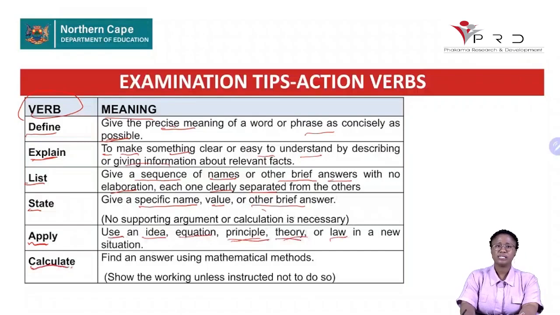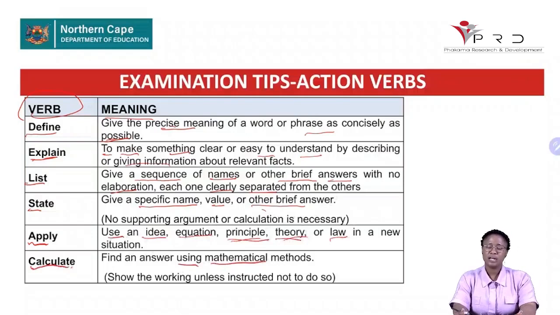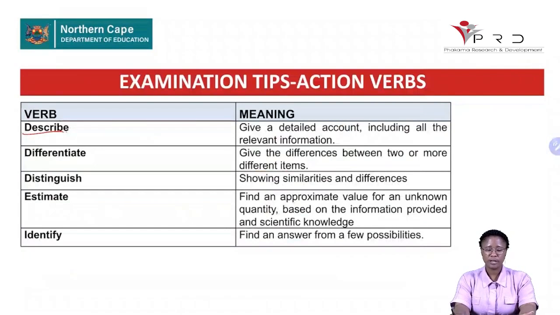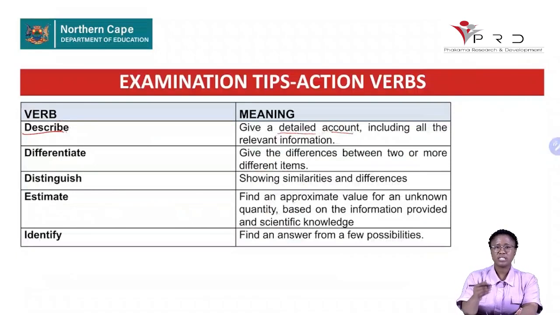Then calculate. Calculate means that you need to find an answer using mathematical methods. You don't give paragraphs, you don't give explanations, you don't list, but we want to see mathematical methods when the examiner says you need to calculate. Further, the examiner can say describe. When they say describe, you need to give a detailed account, including all the relevant information. When you're describing something, you don't leave anything out. You give details. That's what describe means.